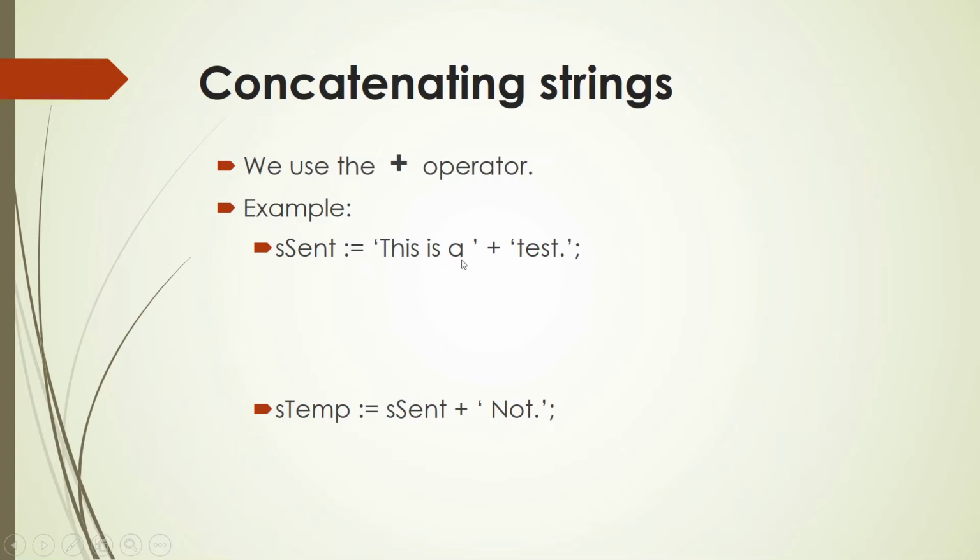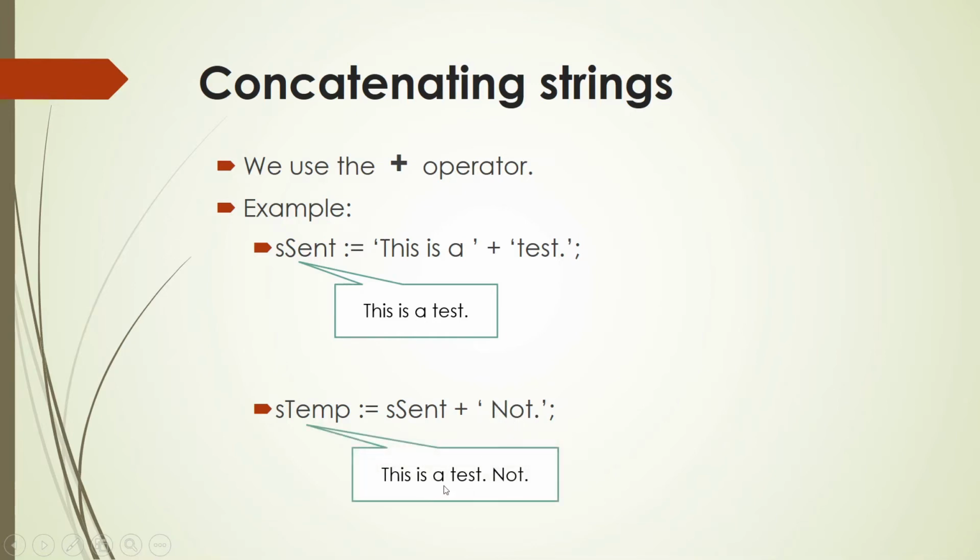This is A plus test. What will that return? If I had to join these two strings, it's going to return "This is A test". So it's going to join these two strings. The plus operator joins two strings. In the next one, I'm taking the original sentence, including the full stop, and I'm joining it with another string, "not". And that will return "This is a test." full stop, and the word "not", including the full stop.